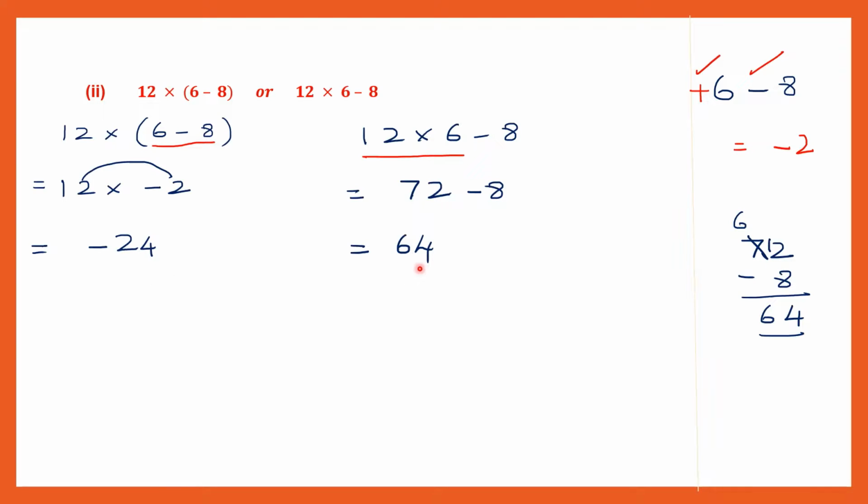On the right hand side we have 64 and 64 is the greater number. That means the expression on the right hand side is greater. So let's write down the question first. So the question here is 12 into, and in brackets, 6 minus 8. And on the right hand side I have 12 into 6 minus 8 and the right hand side is greater, we just found out. So we have to write our answer like this.